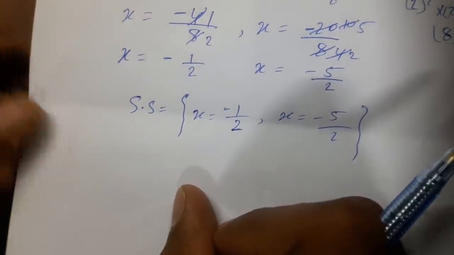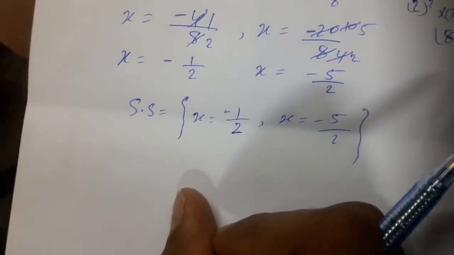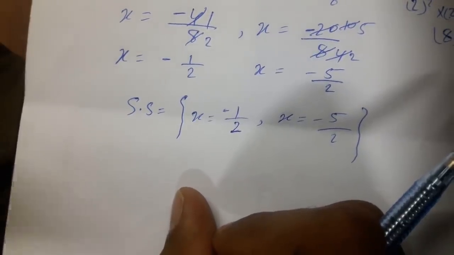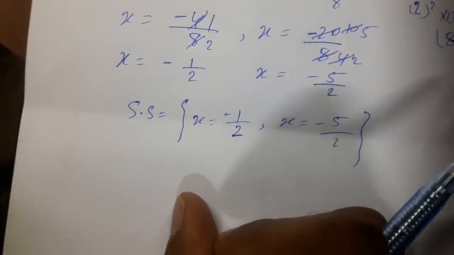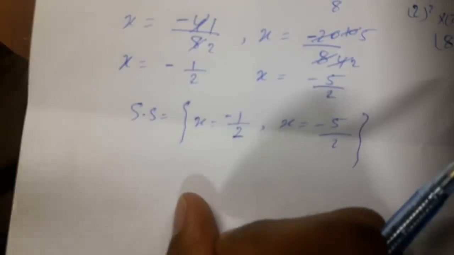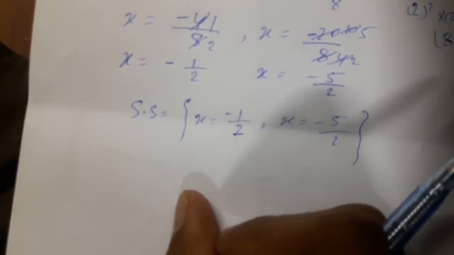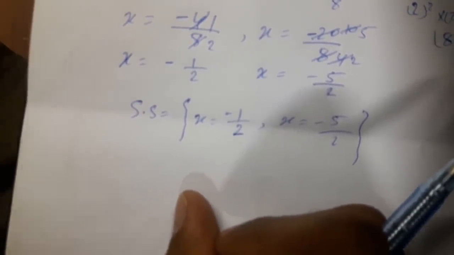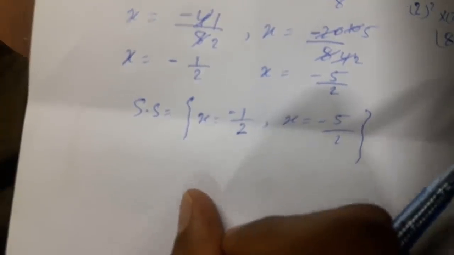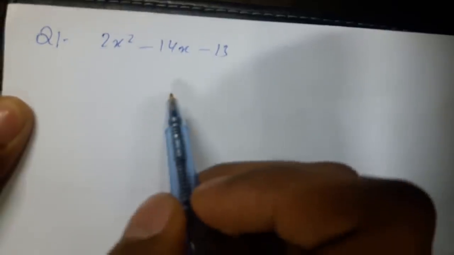Okay, so now we will take another question which is not possible to solve by the multiplication method, and after that we will also take another question which is possible by multiplication and by completing the square. Okay, so now we move to another question which is not possible to solve by the multiplication method. So now I got a question: 2x squared minus 14x minus 13. 2x squared minus 14x minus 13.